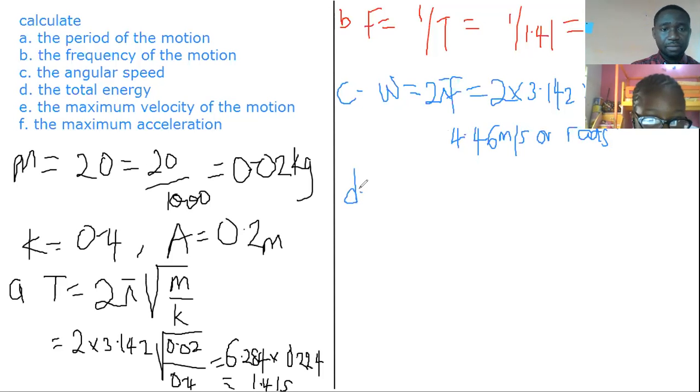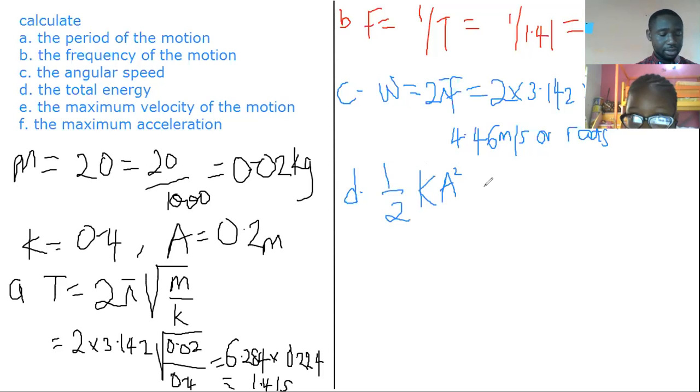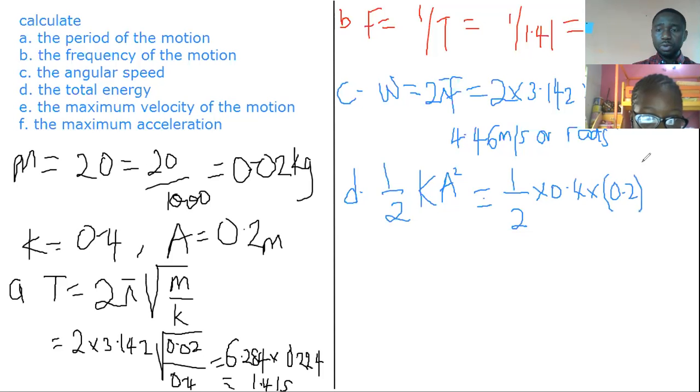The next thing we're asked to find is the total energy. You can use the formula half K A squared. Let me do that, don't worry. That's half times K, 0.4, multiplied by 0.2 squared. Everything gives us 0.08 joule. All right? Yes, sir.